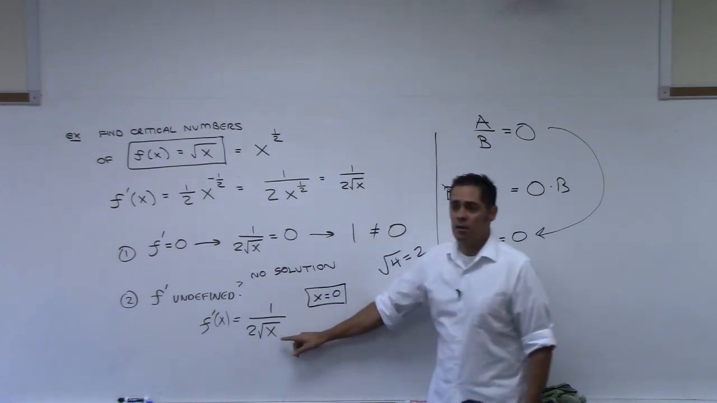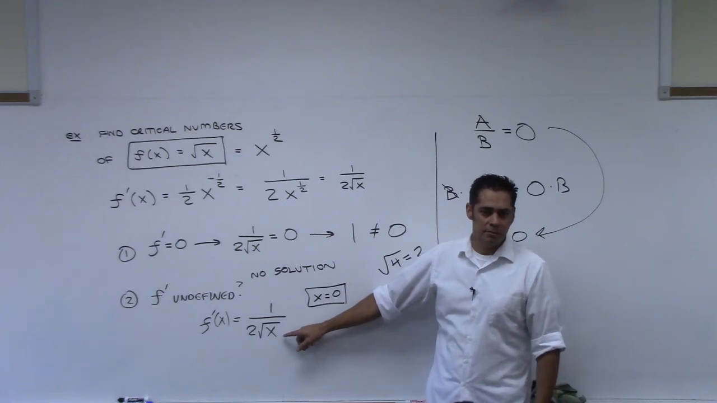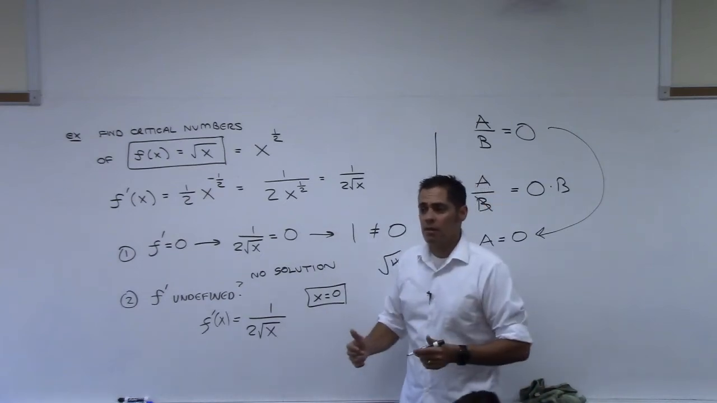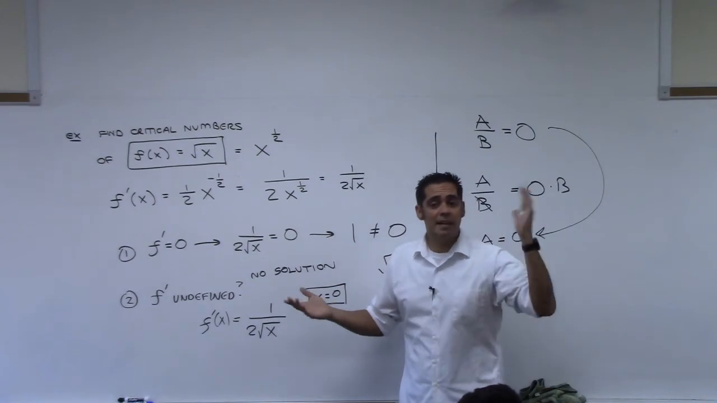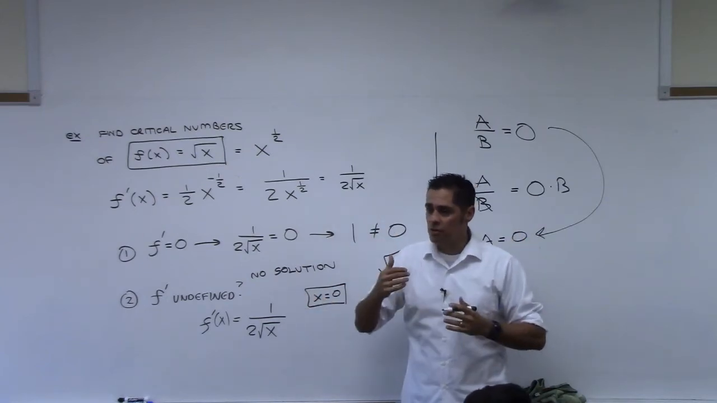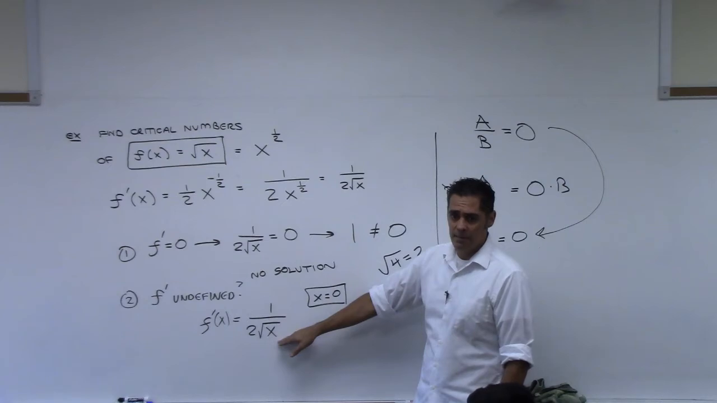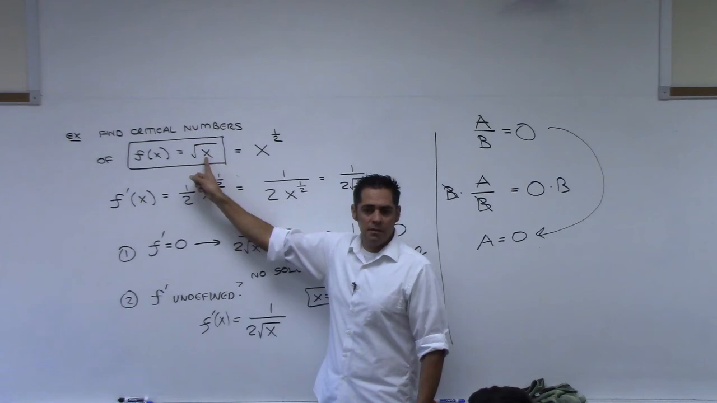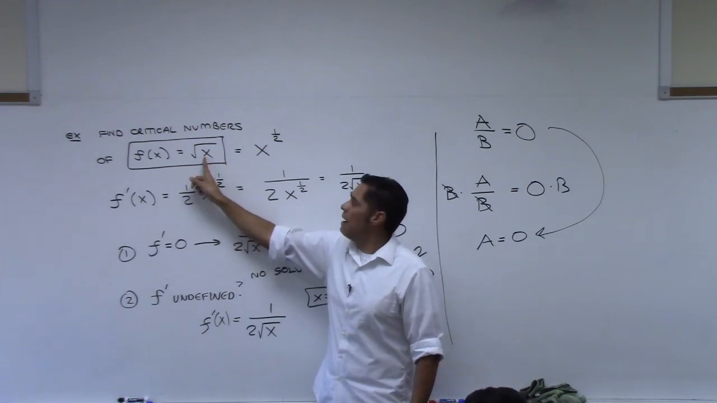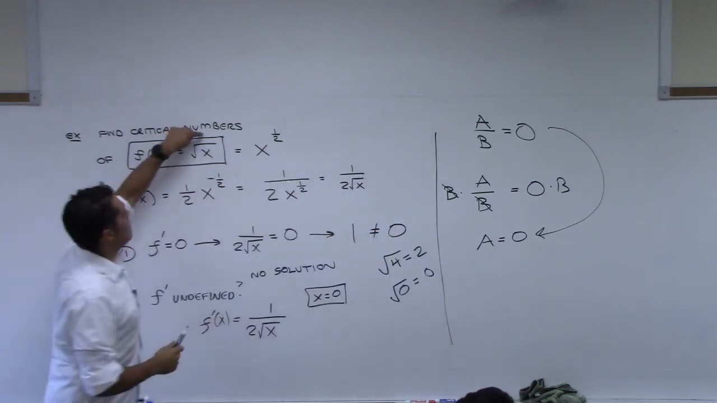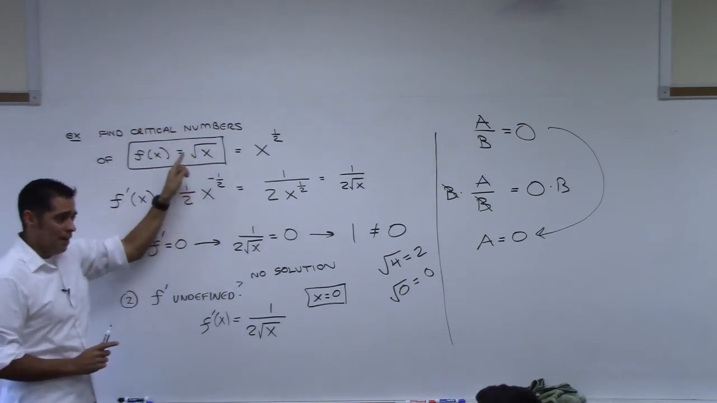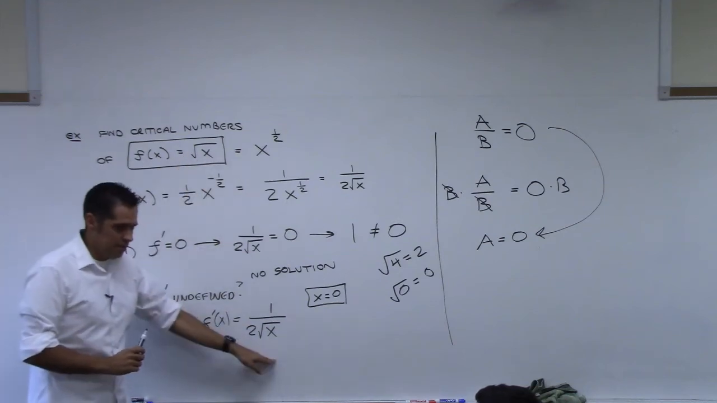Somebody give me another number that I can't plug in here. Negative 2. Any negative number that you could think of. Let's go with negative 2. So negative 2 would make that undefined. However, can you plug negative 2 into this? No, you couldn't have. So to be a critical number, you have to be able to plug it into this and not this.